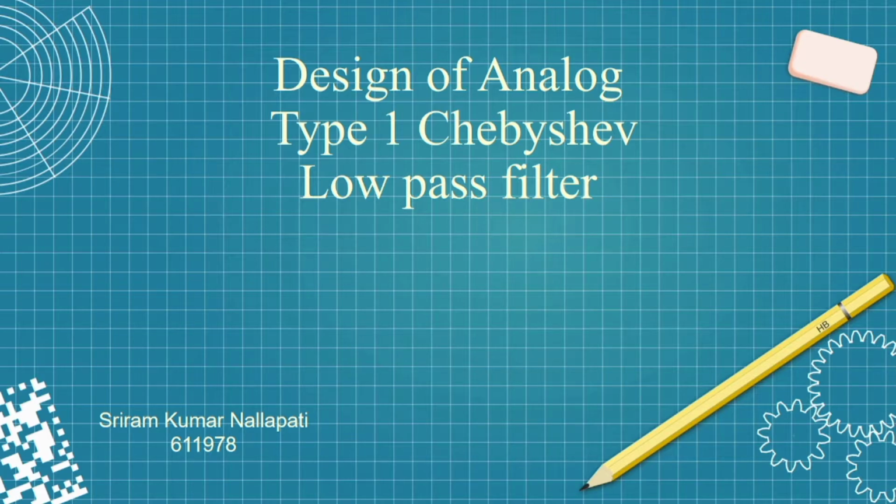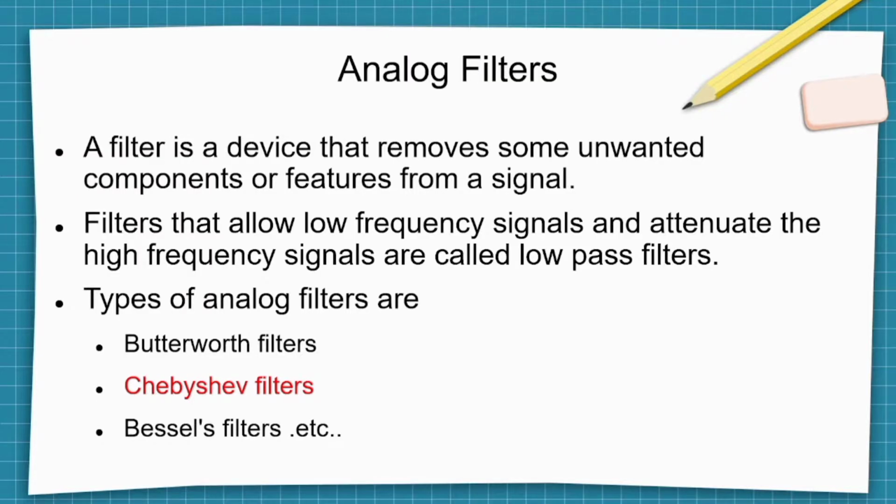In this video, we will discuss the design steps involved in designing an analog Type 1 Chebyshev low pass filter. Let us see what a filter means. In signal processing perspective, a filter is a device which removes undesired components from a signal.